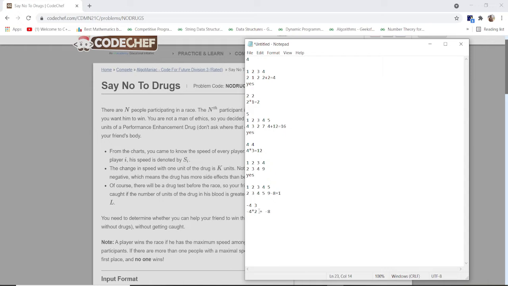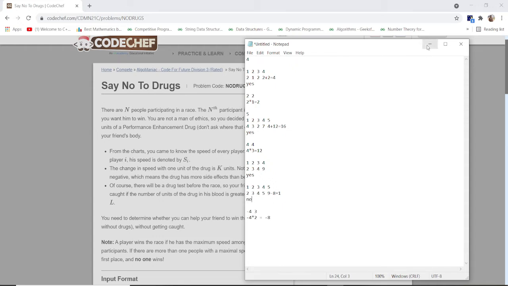So before pushing the drug, my friend had already won the game, but if I push the drug here, then he will lose the game. So in this case, if the value of this unit is negative, then I wouldn't add it. Without adding it, I check if my friend has the maximum speed, then I print yes, otherwise I print no. I hope you guys get the point in this case. The answer is no. So I hope you guys get the point.